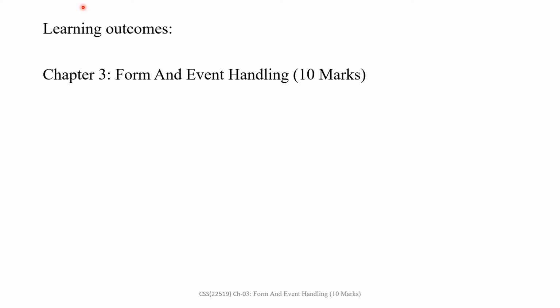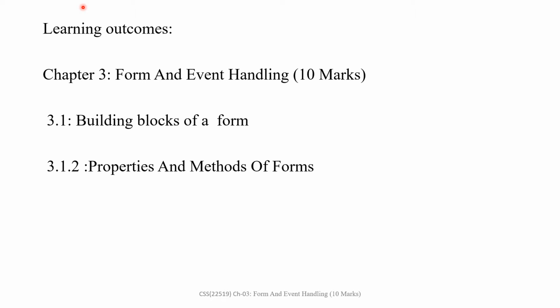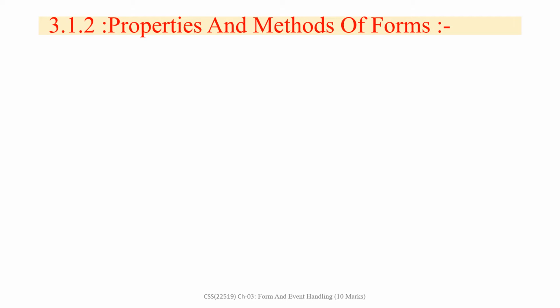So today we will see our video's learning outcomes. Today's learning outcomes are properties and methods of forms. We are learning chapter number 3, that is form and event handling. In this third chapter we are learning building blocks of a form. So in this topic we are going to learn today properties and methods of a form.